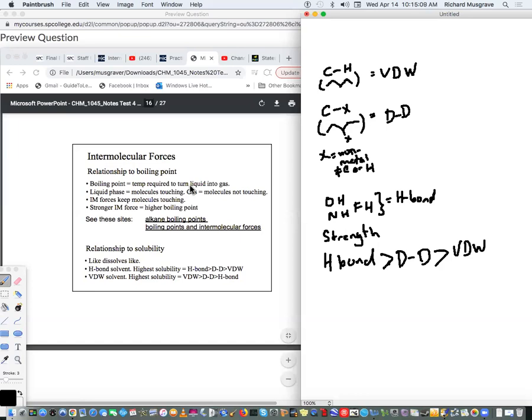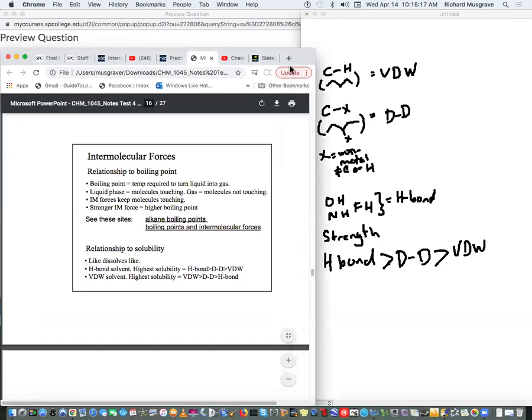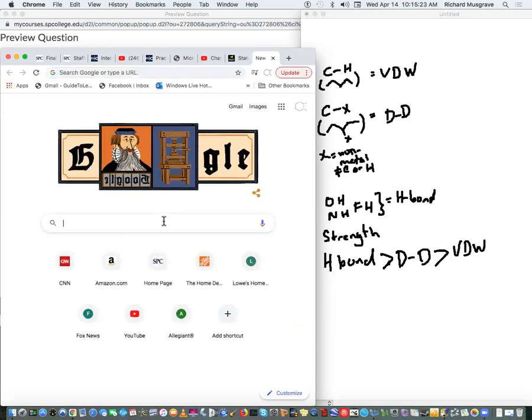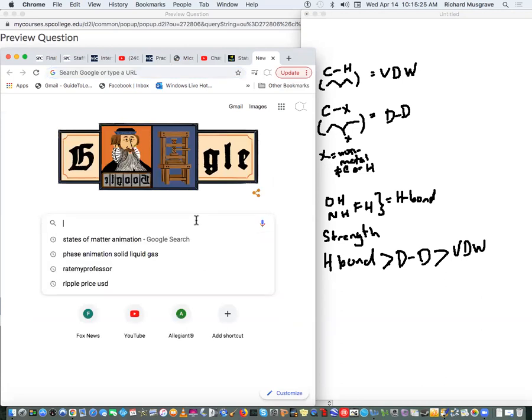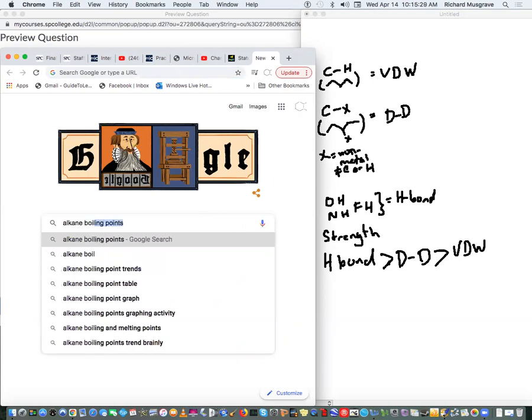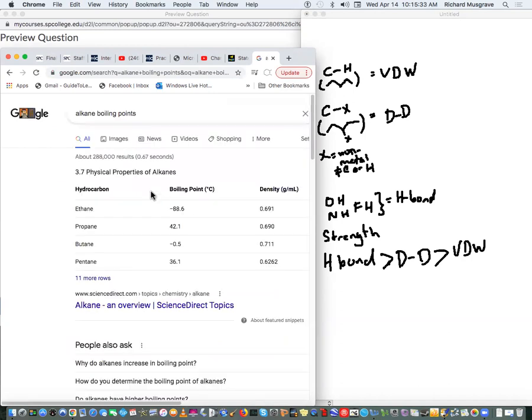Does anybody have any questions about any of that? Okay. Let's look at some examples of alkane boiling points so that you can see some of this in action.